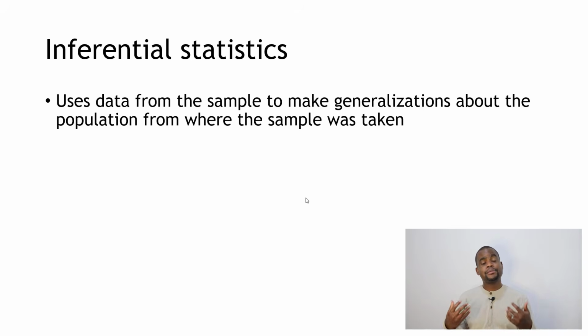Now this sample is supposed to be representative enough. So there are ways in which we make sure that this is representative enough. Now, when the sample is representative enough, then we should be able to infer or to generalize whatever is going on in the sample to the broader population where the sample was taken. That's what we are calling inferential statistics.